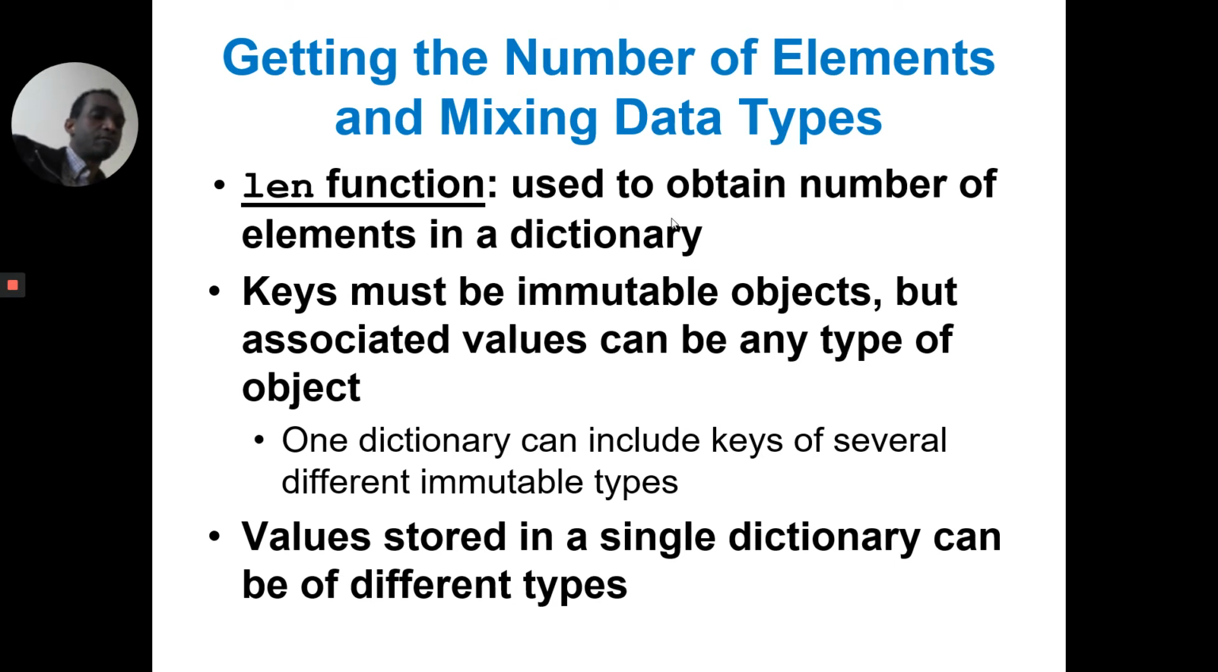So keys must be immutable objects, but associated values can be any type of object. One dictionary can include keys of several different immutable types. So values stored in a single dictionary can be of different types. Remember with arrays, it was what? It had to be the same type for arrays. It was either integer or string or character and so forth. But with a dictionary, values stored in a single dictionary can have different types. It can be a string, an integer, a float, and so forth.